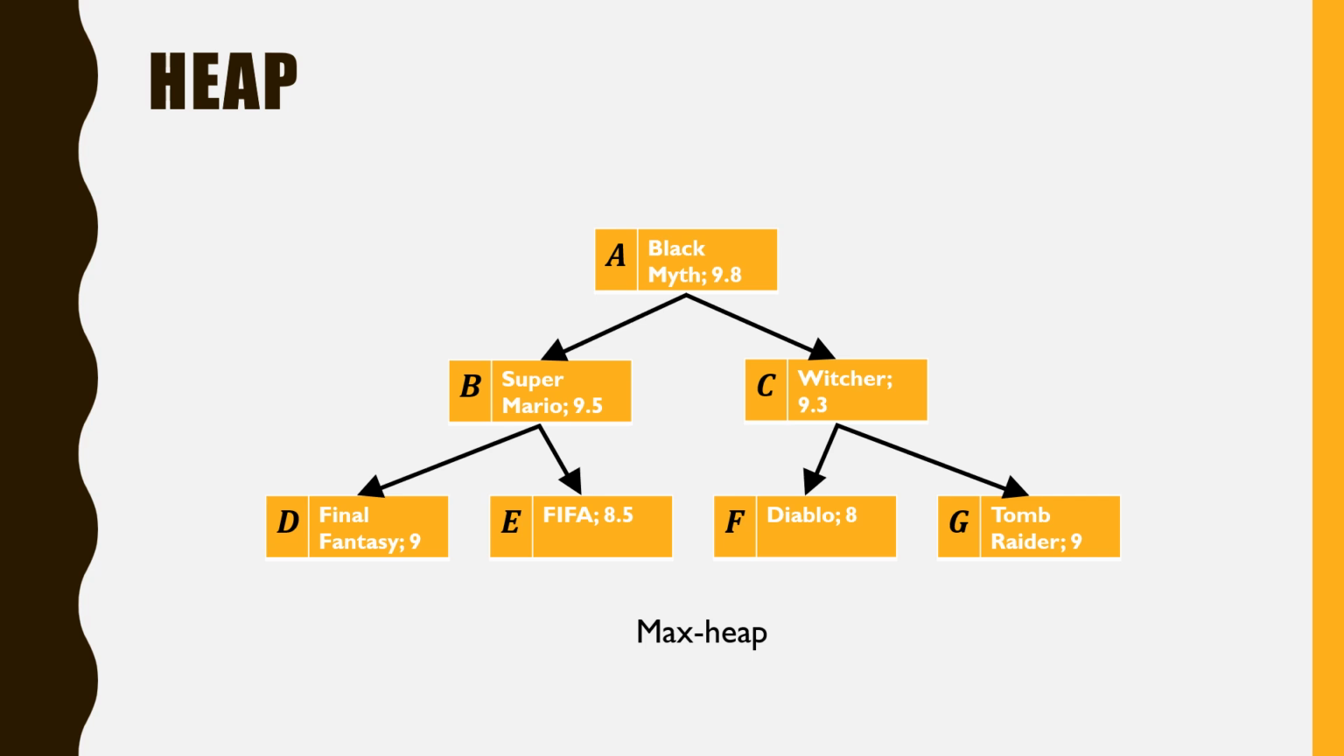Here, we show an example of a max heap. In each tree node, we store a data element, which includes the name of the game and its rating. Its structure is a complete binary tree, and the rating of each node is greater than or equal to that of its two children. For example, node A has a rating of 9.8, which is greater than the ratings of its two children, 9.5 for node B and 9.3 for node C.